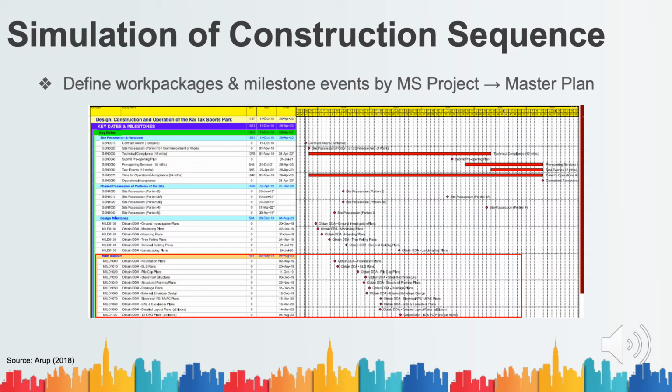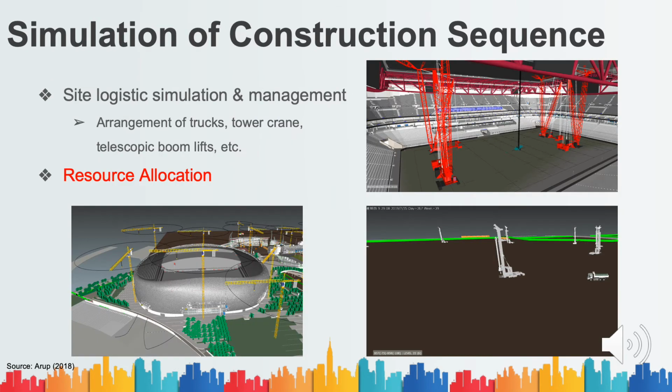The master plan can be created by defining different work packages and milestone events by the use of MS Project. The adoption of 4D simulation in the project allows the project team to simulate and analyze the arrangement of site equipment, such as optimizing the use of tower cranes by calculating the turning radius, and the working location and workflow of trucks during the excavation stage. This can help achieve a better resource allocation to reduce construction costs.